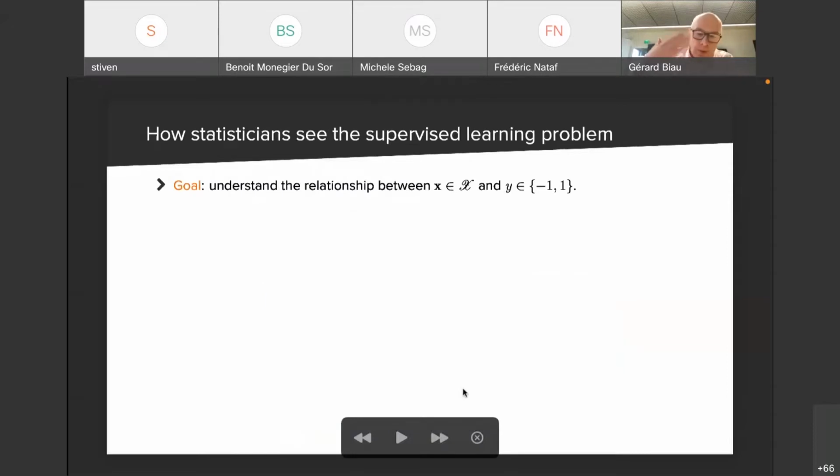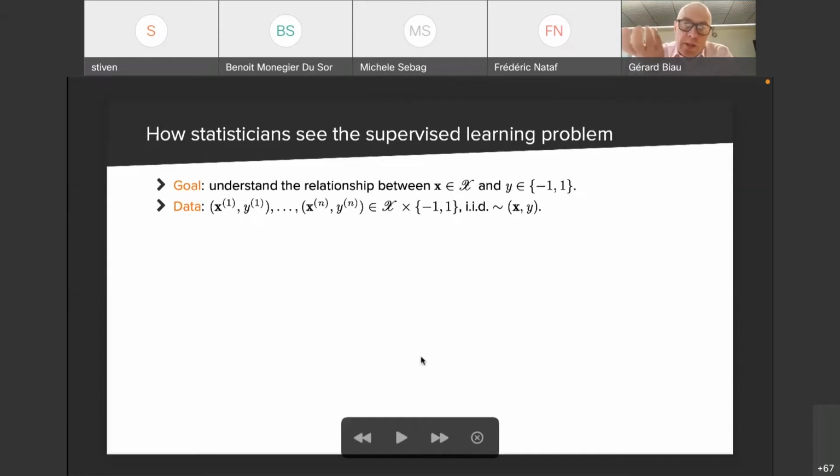So let me first recall the way we see the supervised learning problem, and more particularly the binary classification problem. The general goal is to understand the relationship between two variables, one input x and one output y, and both will be random. And for simplicity in this presentation, I will assume that y is binary, so a dog versus a cat. But everything I'm going to say, of course, can be easily extended to the multi-level classification problem or even to the regression problem. I will come back to this a little bit later.